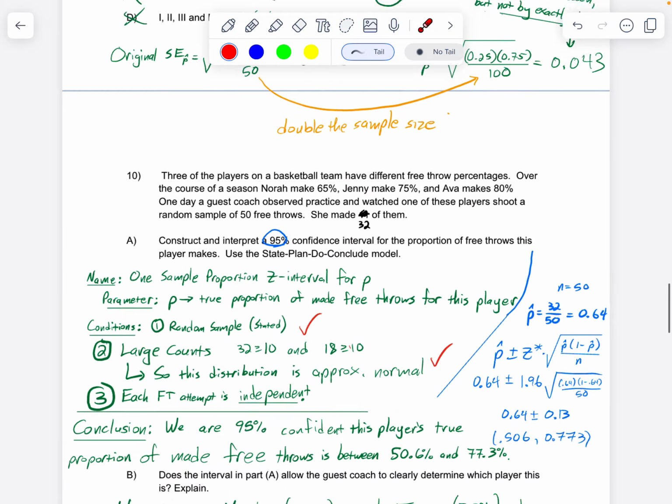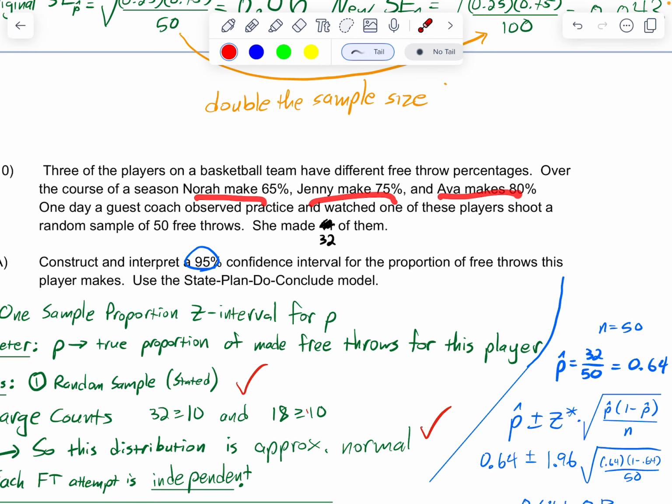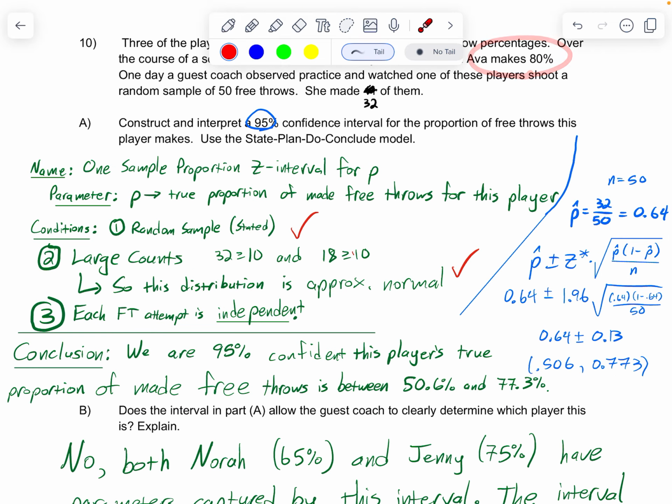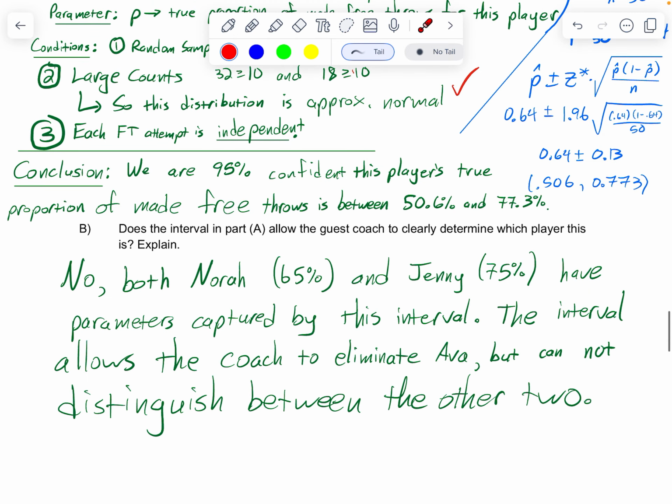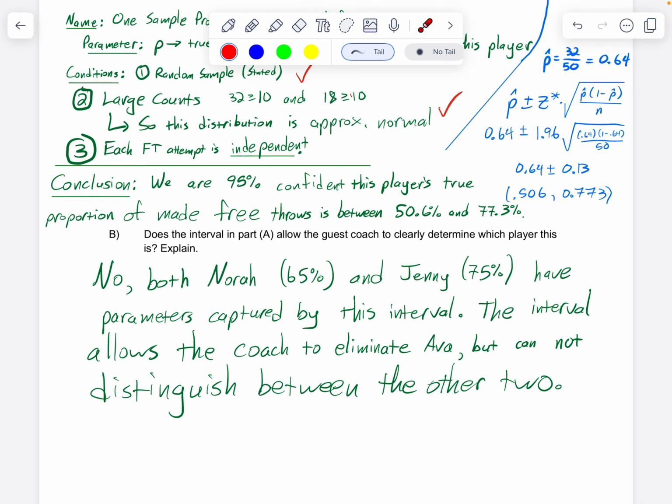Is it Nora, Jenny, or Ava? Well, Ava's percent does not fall inside this range, so it cannot be Ava. However, Jenny is a 65% shooter. That's within here, and so is Nora's. So I can't tell if it's Nora or Jenny, but I can eliminate Ava, but I cannot distinguish between the other two girls. We're kind of assuming here the coach doesn't know the girls.